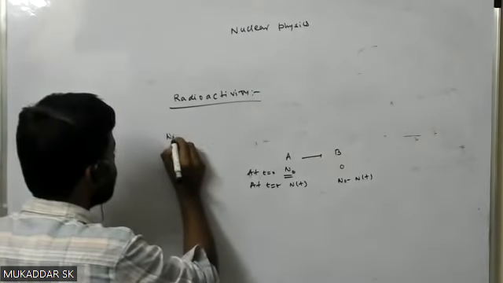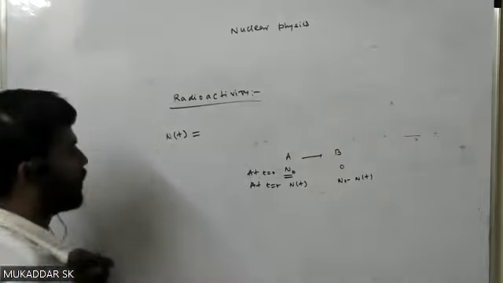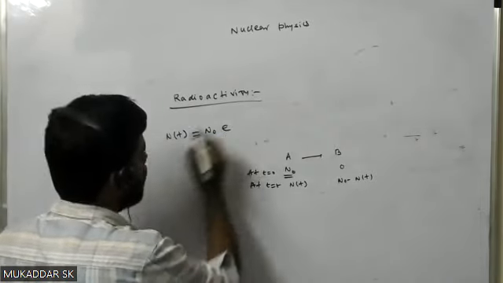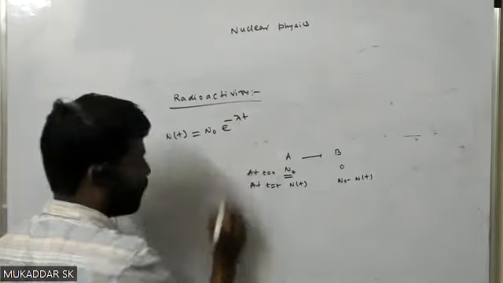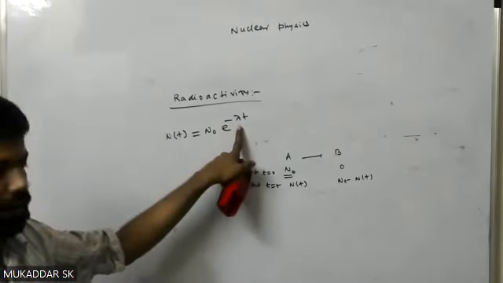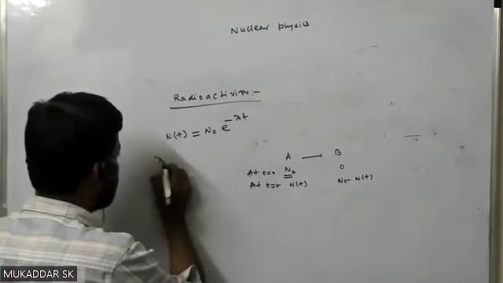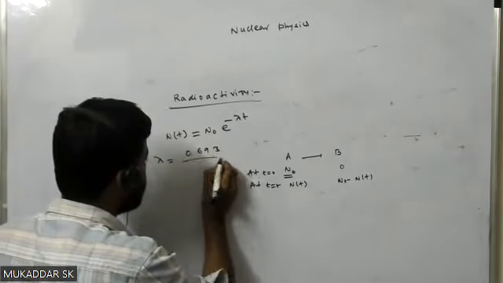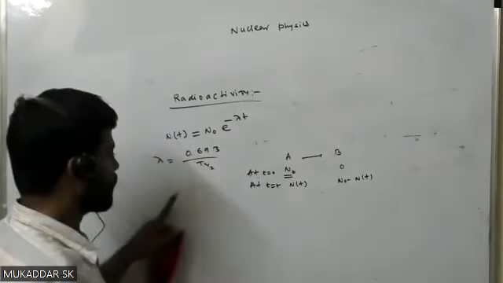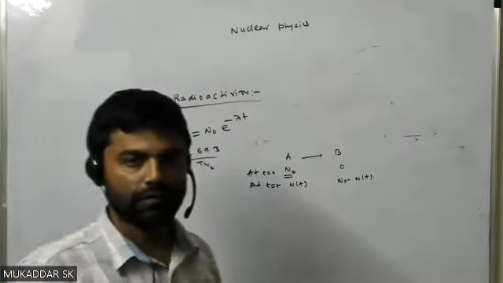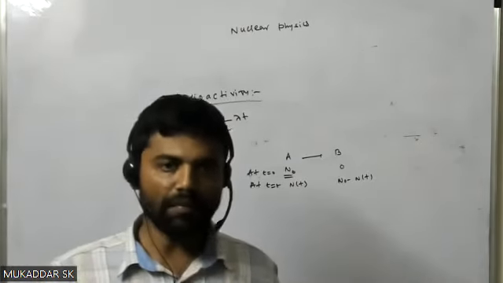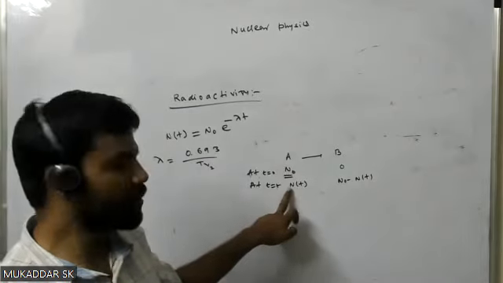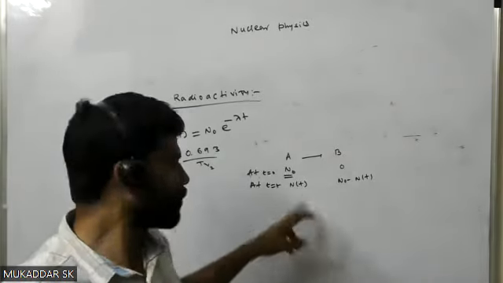So the number of undecayed parent nuclei after time t can be written as the initial number of nuclei times e to the power minus lambda t, where lambda is called the decay constant, and decay constant lambda is actually 0.693 by T half. T half means the half life of a nucleus. So T half means what? The time during which half of the nucleus will be decayed. Sorry, half of the nucleus will be undecayed.